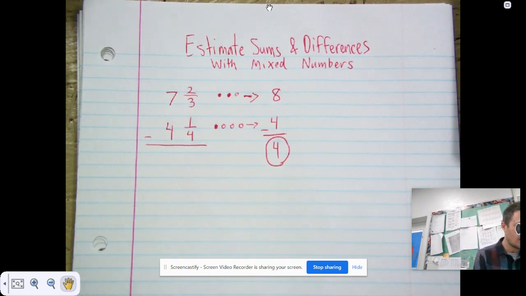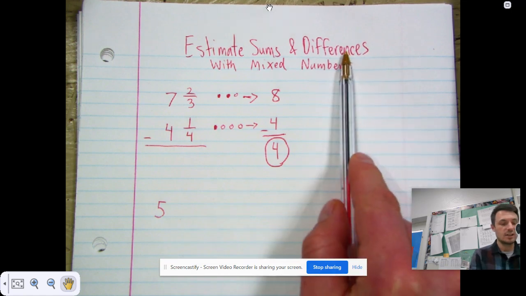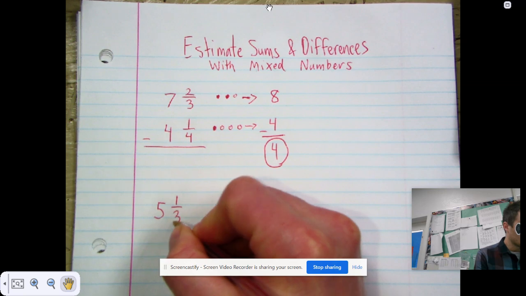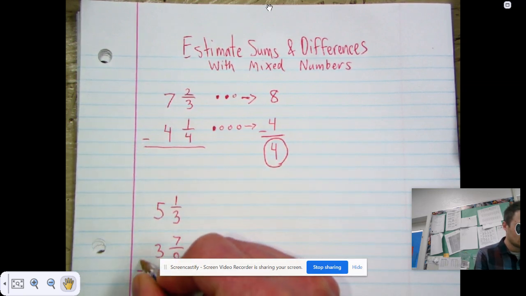Let's do another example together. Let's do an addition problem this time because we're finding differences and sums here. 5 1/3 plus 3 7/9.